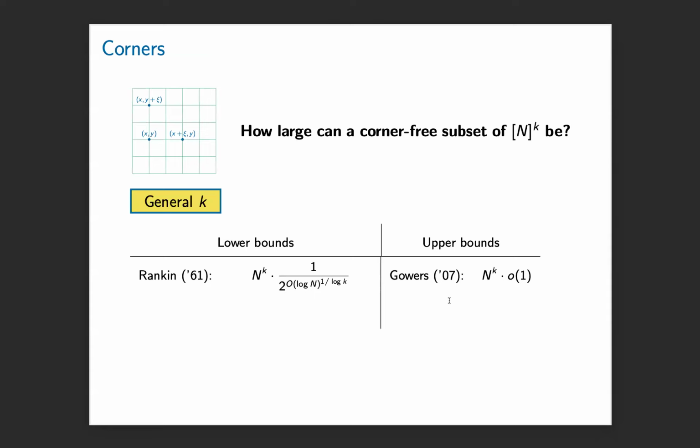Okay? What's the magnitude of the improvement that we get? Well, unfortunately, it's not great. So let's let alpha be this constant here. Our result improves it to alpha times 1 minus this constant c_k over log k. As k grows, this constant is approaching this function.